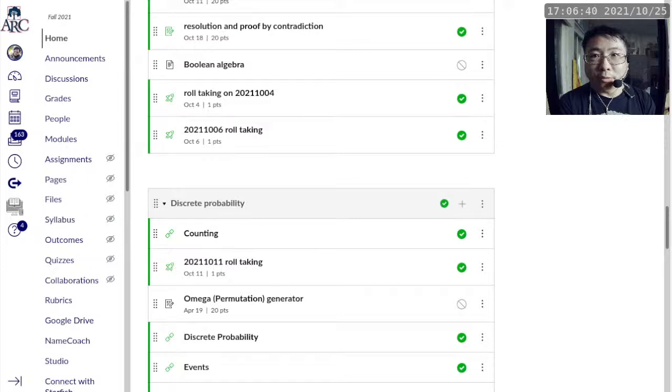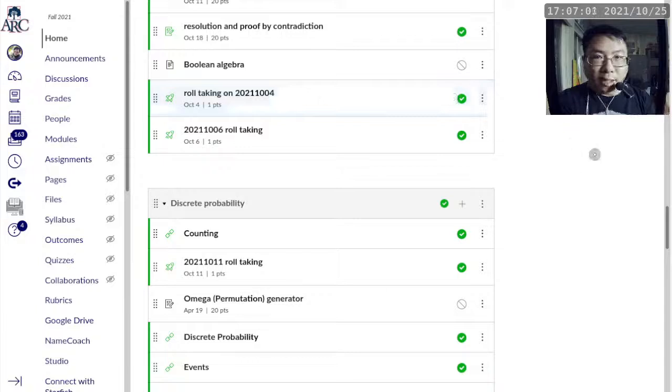exam. Exam 2 is going to include relations. It's going to include propositional logic. I haven't quite decided yet whether to include discrete probability. Usually I don't put discrete probability into exam 2, so I probably will not end up putting discrete probability into exam 2.